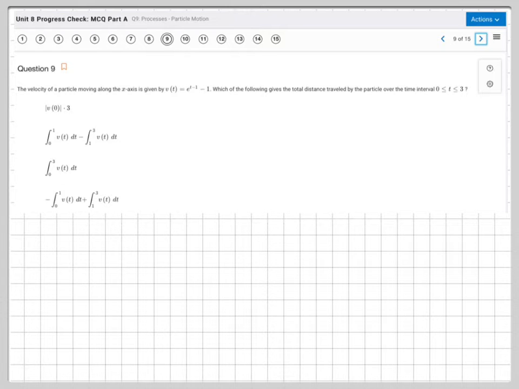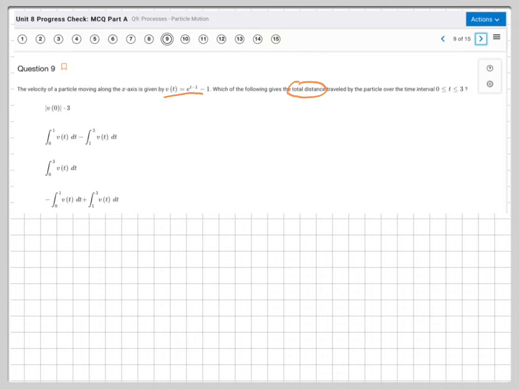The velocity of a particle moving along the x-axis is given by this velocity function. Which of the following gives the total distance traveled by the particle? Ooh, I know, total distance between 0 and 3. Here we go. So this is our velocity function, total distance.